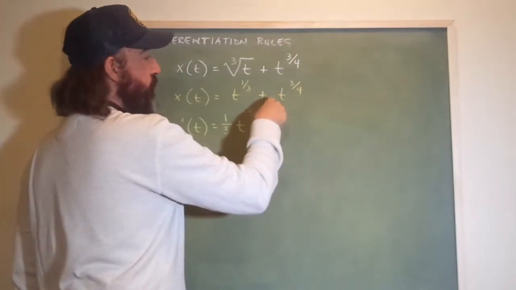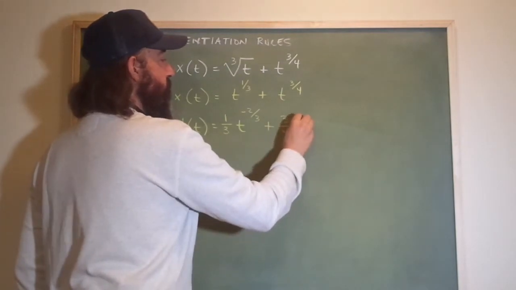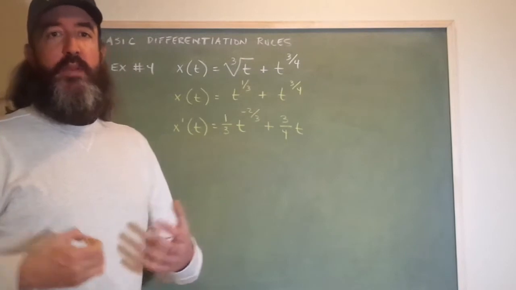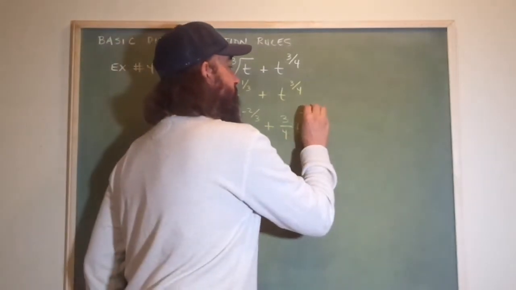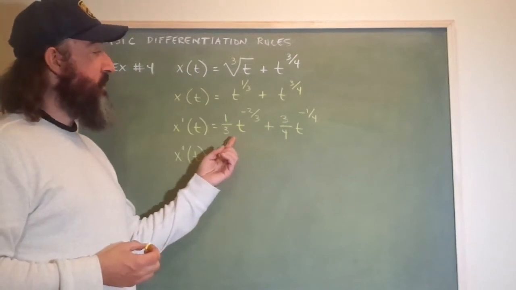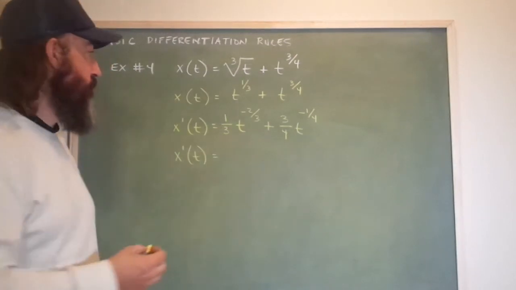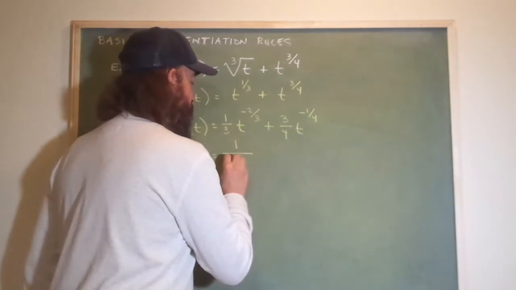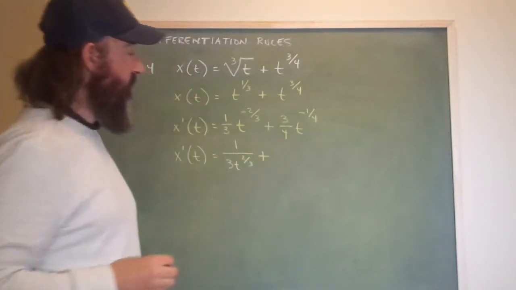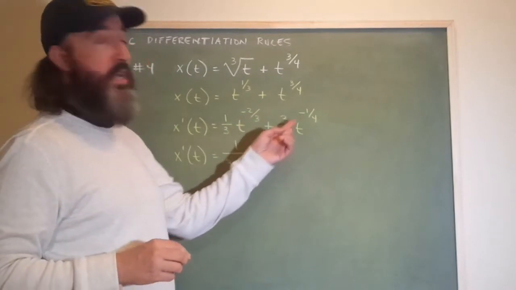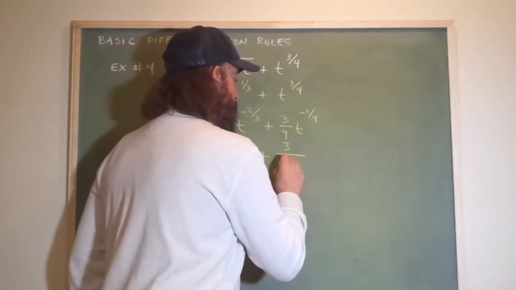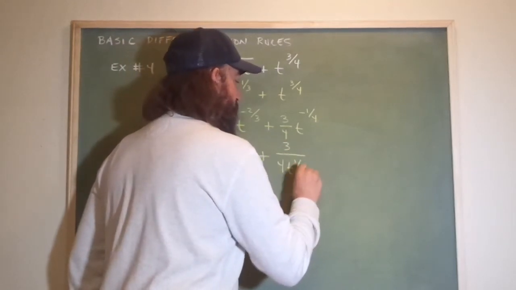Plus, I'll put the 3/4 in front here. This is 3/4 t to the 3/4 minus 4/4, which is negative 1/4. I'm going to think of this as 1 over 3 times 1 over t to the 2/3, which would be 1 over 3 t to the 2/3. And plus, I'll think of this piece as 3 over 4 times 1 over t to the 1/4, or in other words, 3 over 4 t to the 1/4.